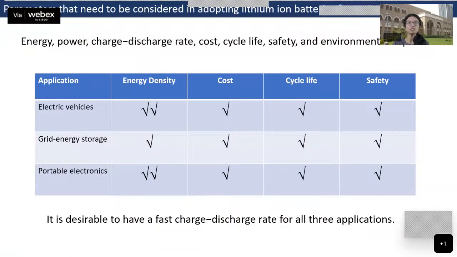Sorry for that interruption, but as we were discussing the parameters that need to be considered in adopting lithium-ion batteries, it is desirable to have a fast charge-discharge rate for all the applications, from electric vehicles to grid energy storage as well as portable electronics.